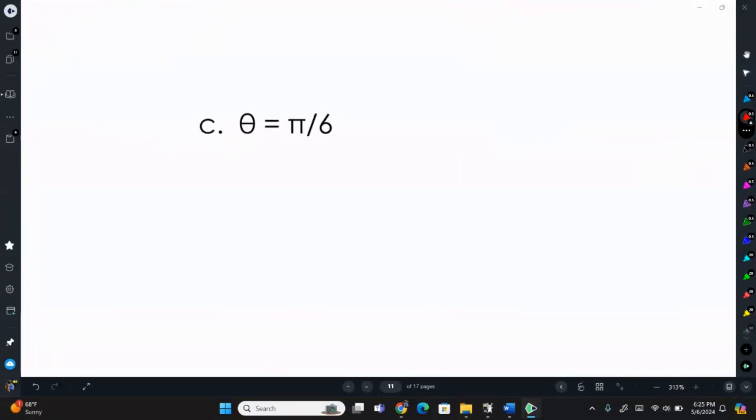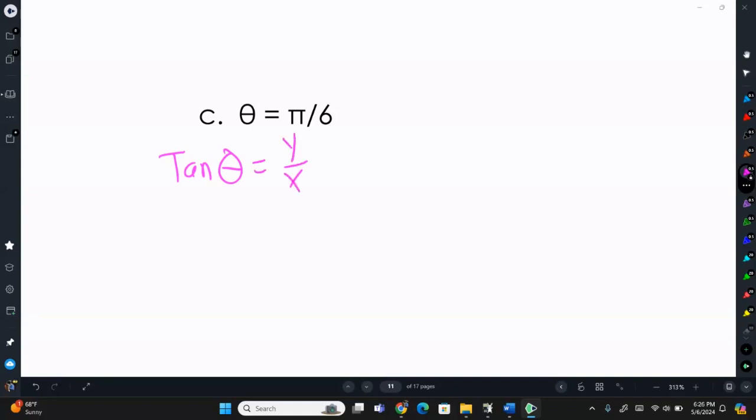All right, letter C looks a little bit different. We have theta equals pi over 6. Well, we don't have any trig functions. We don't have r. We just have theta is equal to pi over 6. But we need to get this in terms of x and y. So what we can do is say that the tangent of theta, which is equal to y over x, now we can substitute what theta is equal to. It's equal to pi over 6. So the tangent of pi over 6 equals y over x.